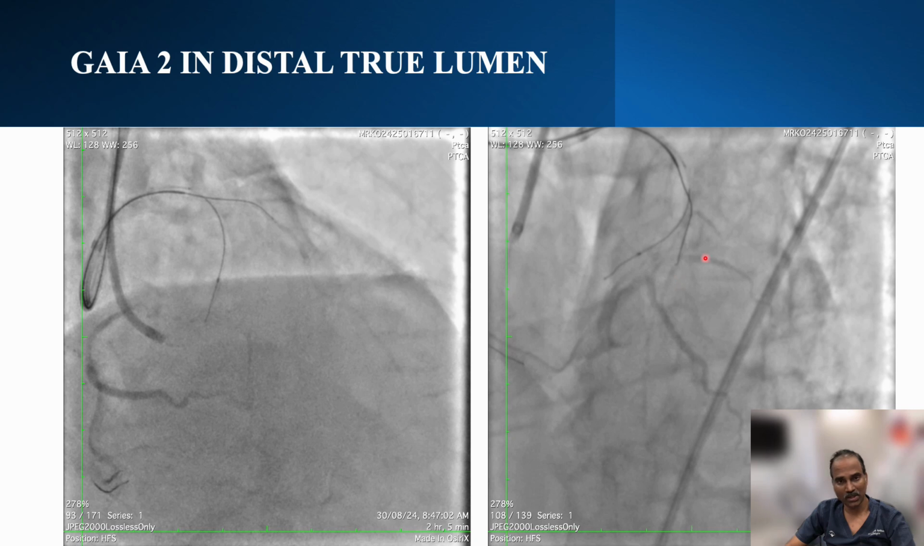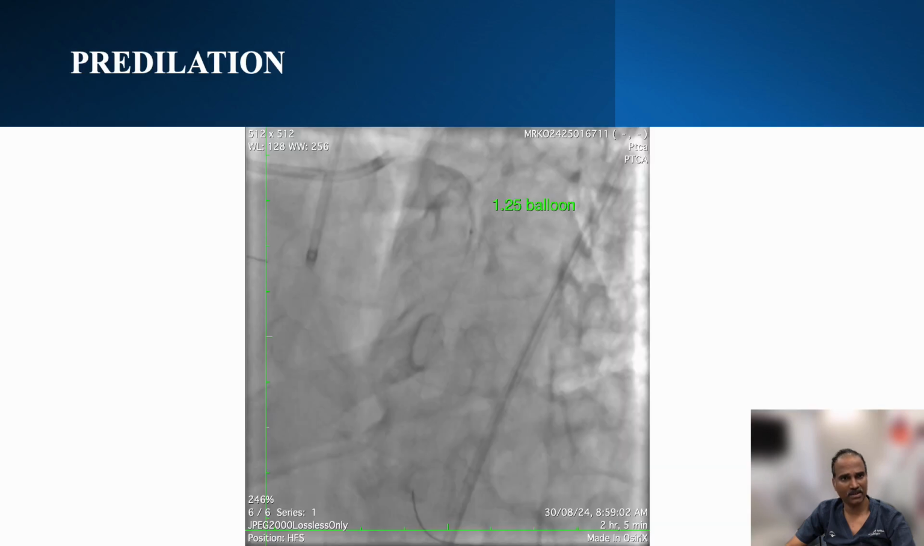But what is not clear for us is how the diagonal ostium behaves. Was there any flap here which can occlude the diagonal ostium? That is something very important. The next immediate step is saving this diagonal.